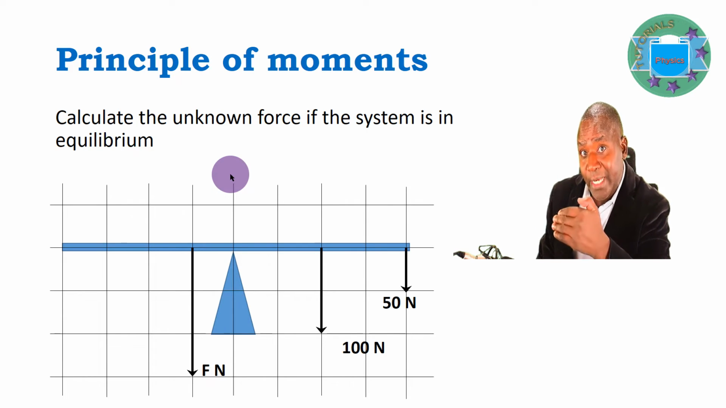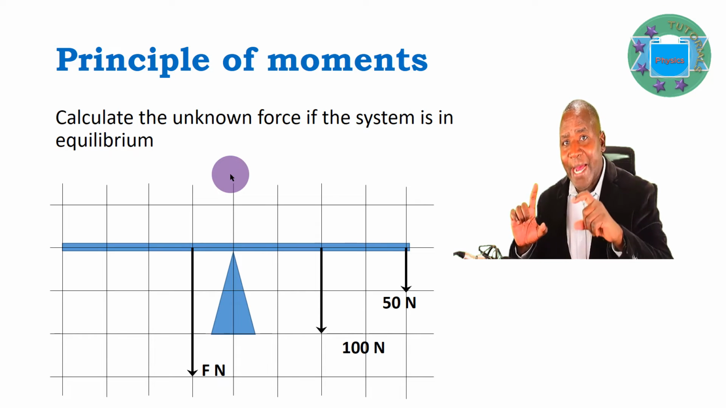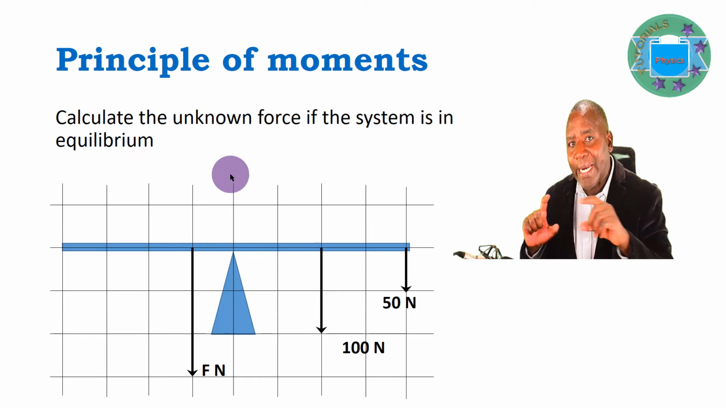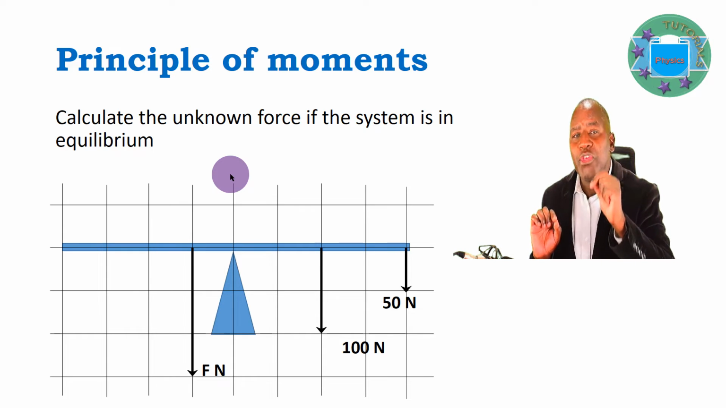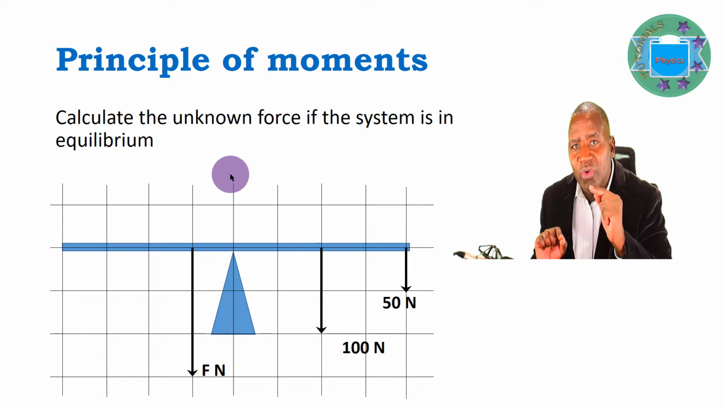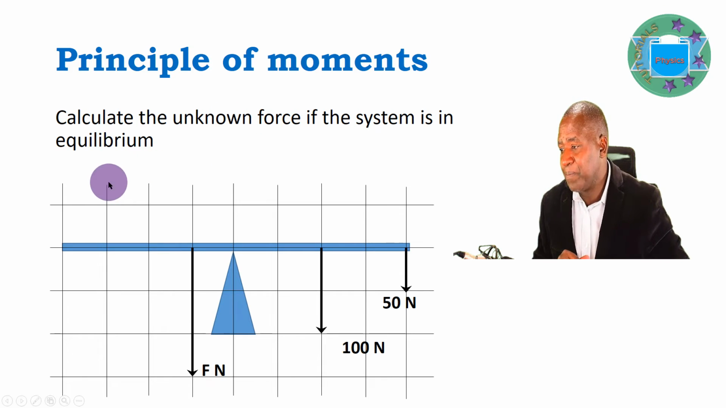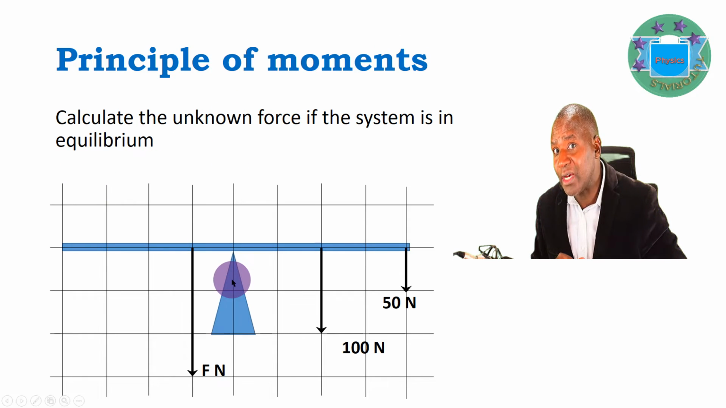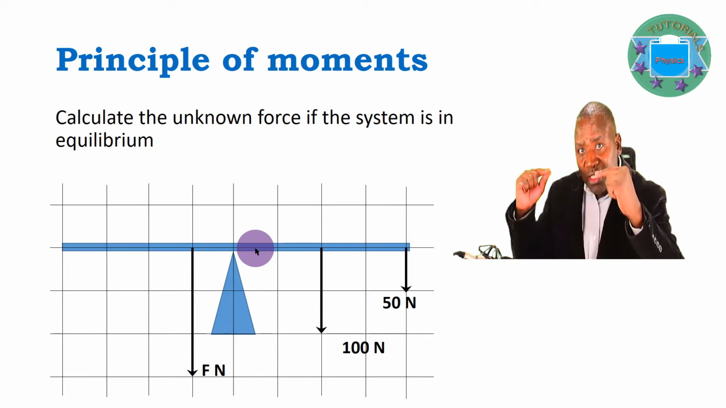When you are told in a question that the diagram shows a light piece of wood or a light metal rod, the word light means you ignore its weight. So here, weight is not one of the forces we are going to consider. But we do know that this knife edge is exerting an upward force on this wooden plank. Otherwise, the plank would just fall downwards because of the three forces acting on it downwards.